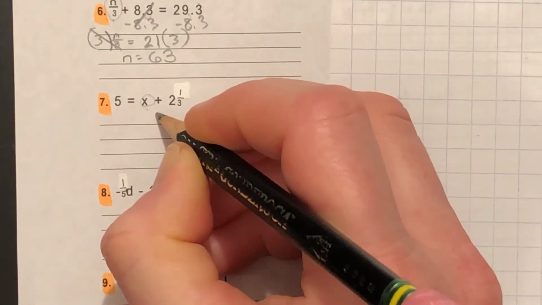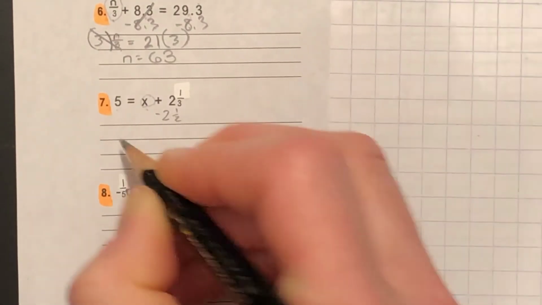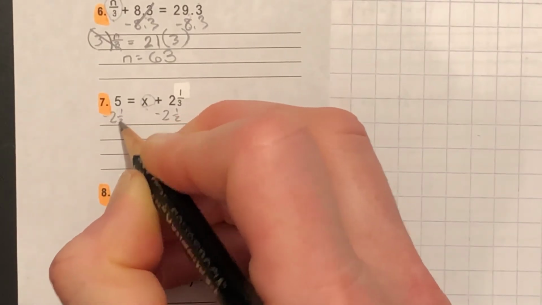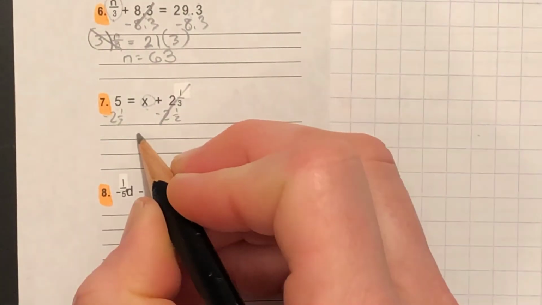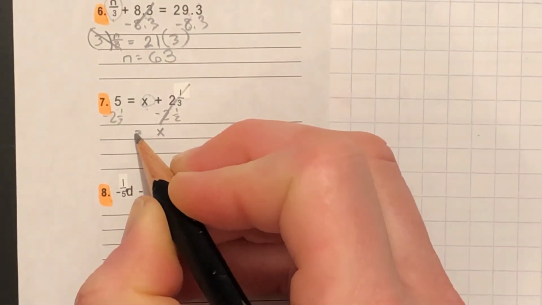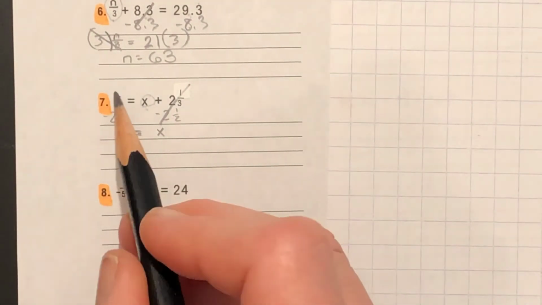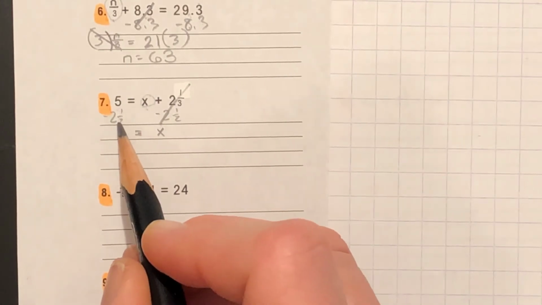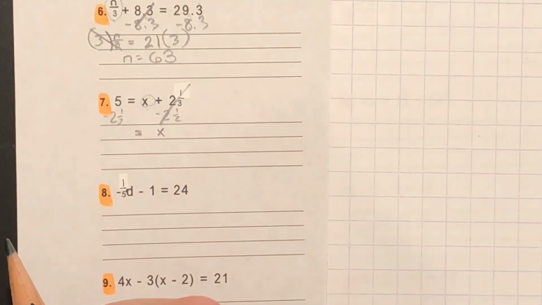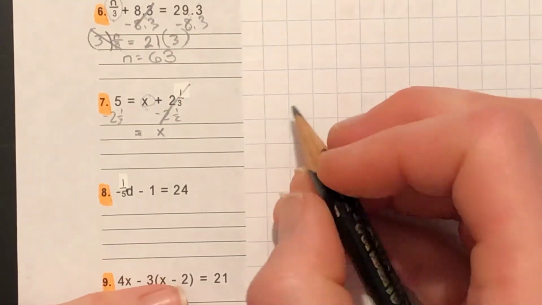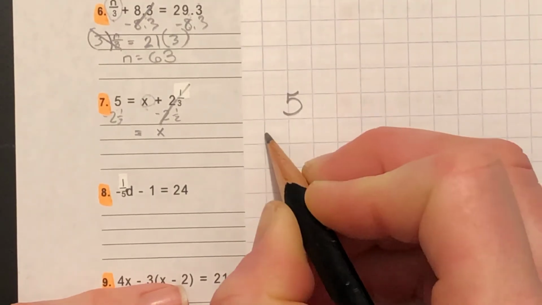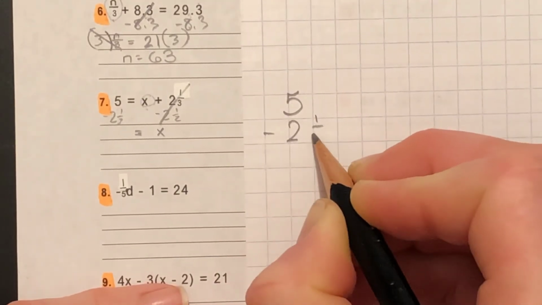2 1/3, I mean. So minus 2 1/3, minus 2 1/3, that cancels out. So now I only have x on this side. I have 5 minus 2 and 1/3. I think I'll get a scrap paper. I'm going to write it this way, minus 2 and 1/3.